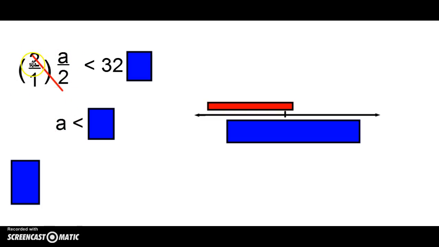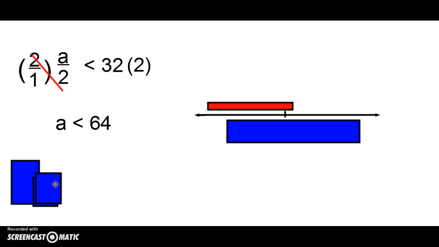But if you multiply the left side of the inequality by 2, you have to also multiply the right side of the inequality by 2. And 32 times 2 is 64. And because they were both positive, or the number you were multiplying was positive, then the inequality does not change. A is still on the left and less than 64.